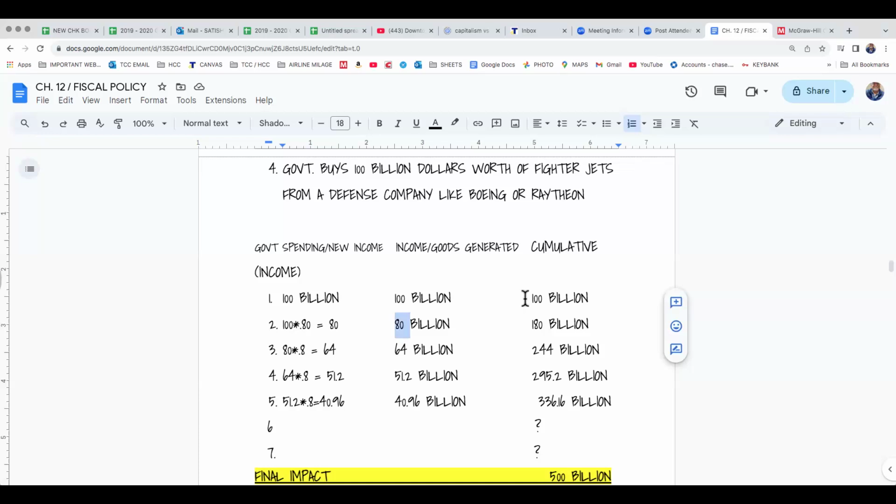So the initial government spending on defense equipment generates $100 billion worth of income for Boeing employees.